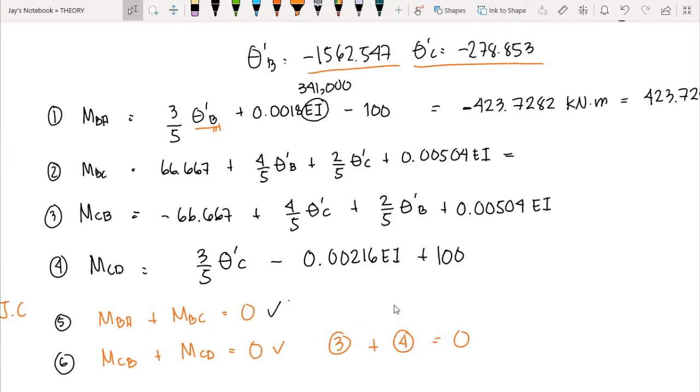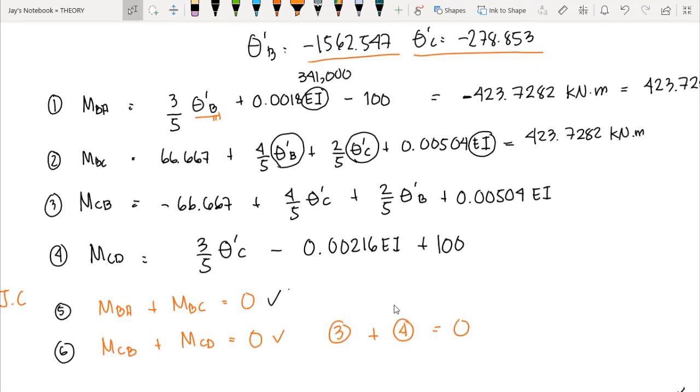And for MBC, again you use the value of theta prime B as negative 1562.547, the value of theta prime C as negative 278.853, and the value of EI as 341,000. This would give us 423.7282. As you can see, we have the same value as MBA, because this should be in equilibrium. At point B, we should have the same left and right side moment. And this justifies equation number 5, in which MBA plus MBC is equal to 0.